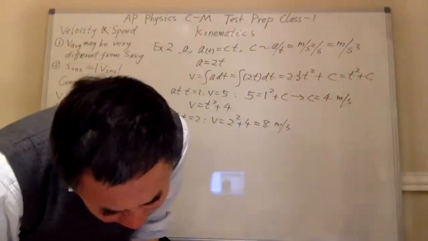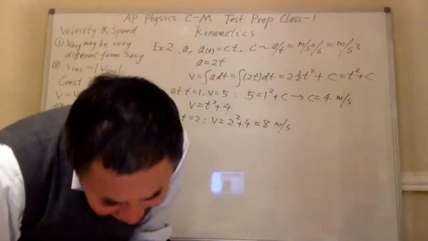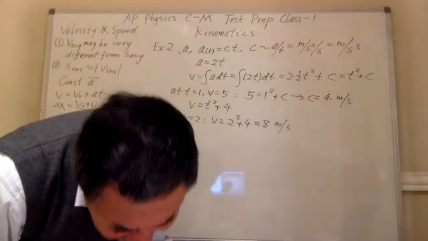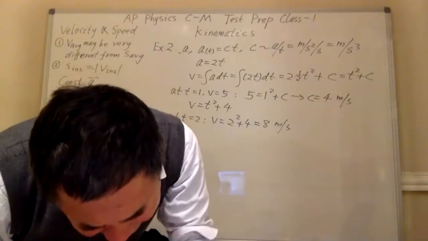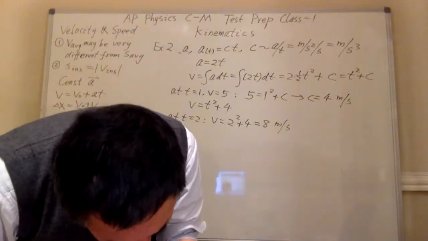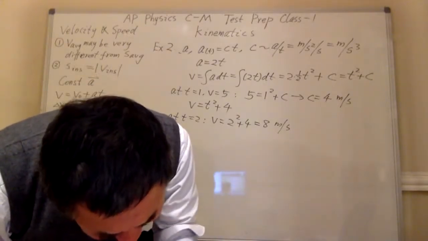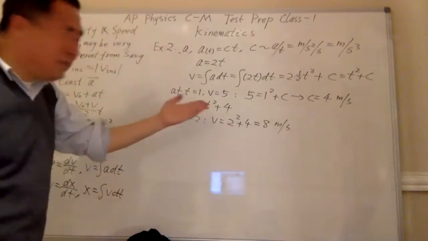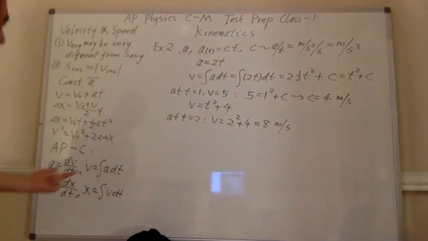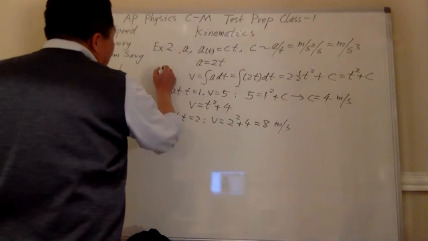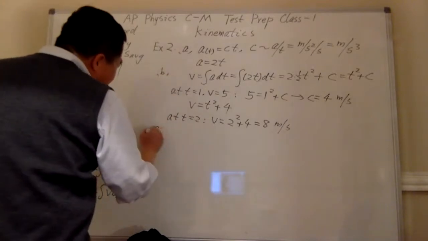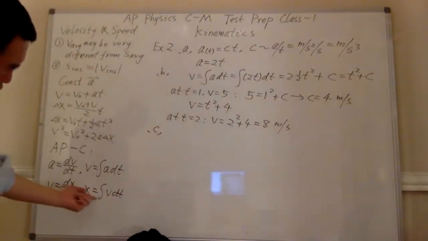Then they also ask for the position at t equal to 2, given that the position at t equal to 1 is 6. How can we do that? We use calculus, same thing. That is A, that is B. Then for C, we use this one again.